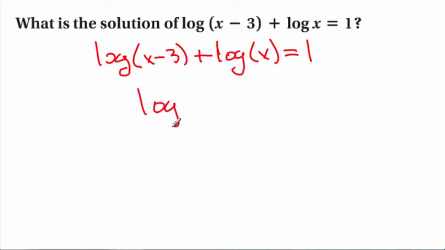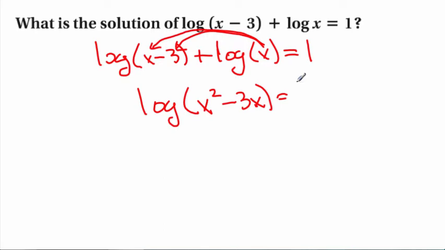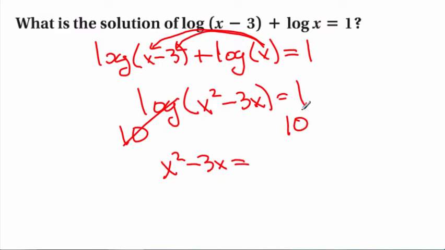So this is going to be log of x times x, which is x squared, x times negative 3 is negative 3x, equals 1. I'm going to make these both exponents on 10. So that cancels that. So x squared minus 3x equals 10 to the first power, which is just 10.